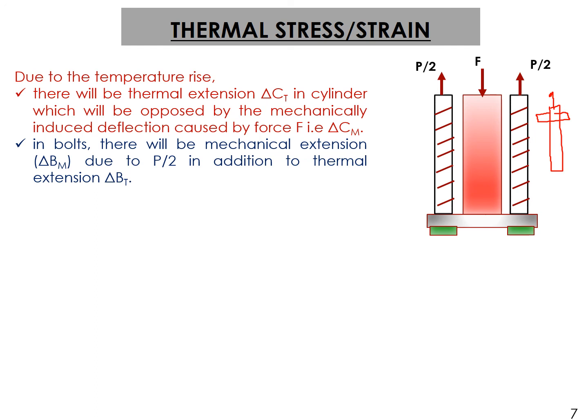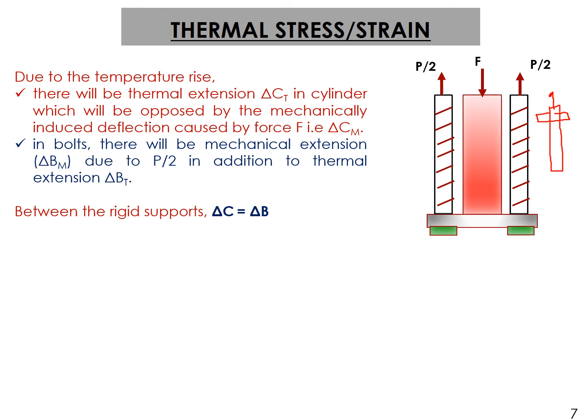Now exactly if you see, and this I will talk about the cylinder. In the cylinder there will be thermal extension, but if you talk about this mechanical, the change in length because of this mechanical load, it will be compression. The force F is compressing. So net deflection in the cylinder will be delta Ct minus delta Cm. And when you talk about bolts, because in the bolt there is a tensile force, the net deflection will be the summation of these two, thermal extension and mechanical extension. I hope it is clear. So between the rigid supports, yes, net deflection in the cylinder is equal to net deflection in the bolt.